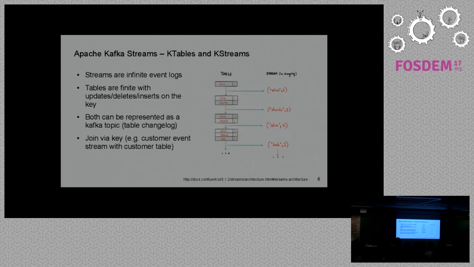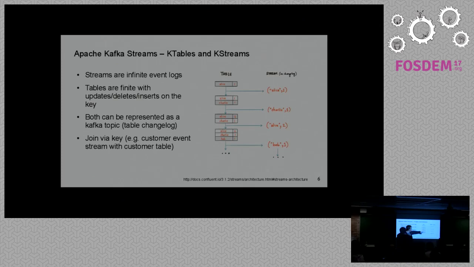It also has the concept of tables and streams that are separate. So streams are basically infinite event logs. So you have always messages coming in, and the assumption is that it goes on forever. And tables are finite with updates, deletes, inserts on the primary key. And both can be represented as message queues, as Kafka topics, by just taking the changelog of a table.